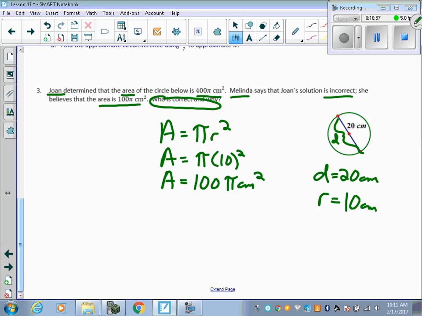So therefore, Melinda is correct. And just FYI, the reason why Joanne is wrong, if you take 20 and square, you get 20 times 20, which is 400. So she did diameter squared to get to 400 pi. It should be radius squared, which is 10. 10 squared is 100 pi. So therefore, Melinda was correct. All right?